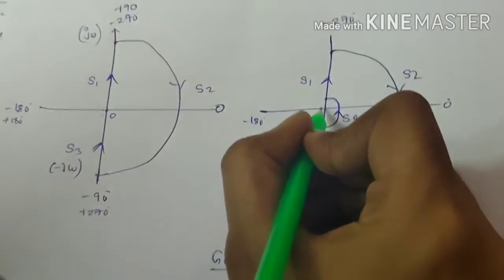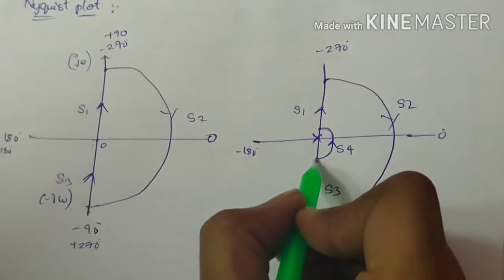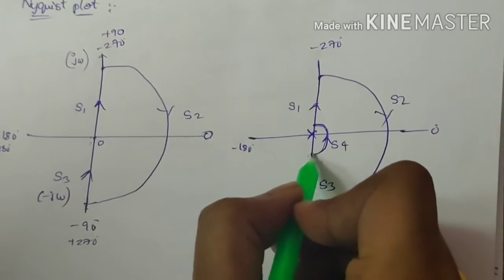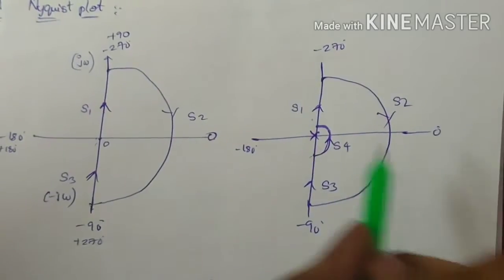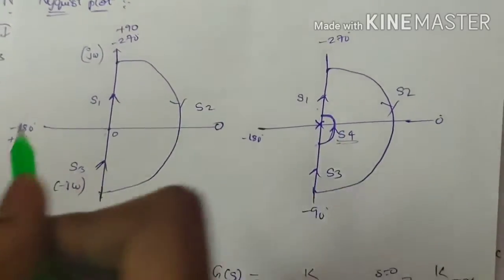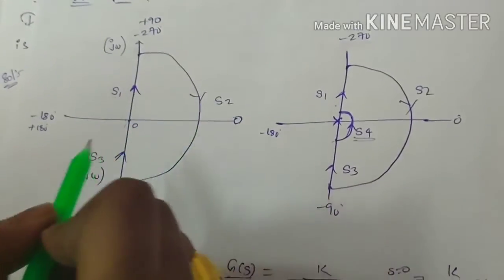That's why we maximally avoid the pole at origin, that is the value at origin. That's why I am avoiding this pole at origin, and it is again traveling from minus 90 to plus 90. So whenever you have a pole at origin, consider the mapping of S4. Whenever you don't have any poles at origin, don't consider it, just consider S1, S2, S3.